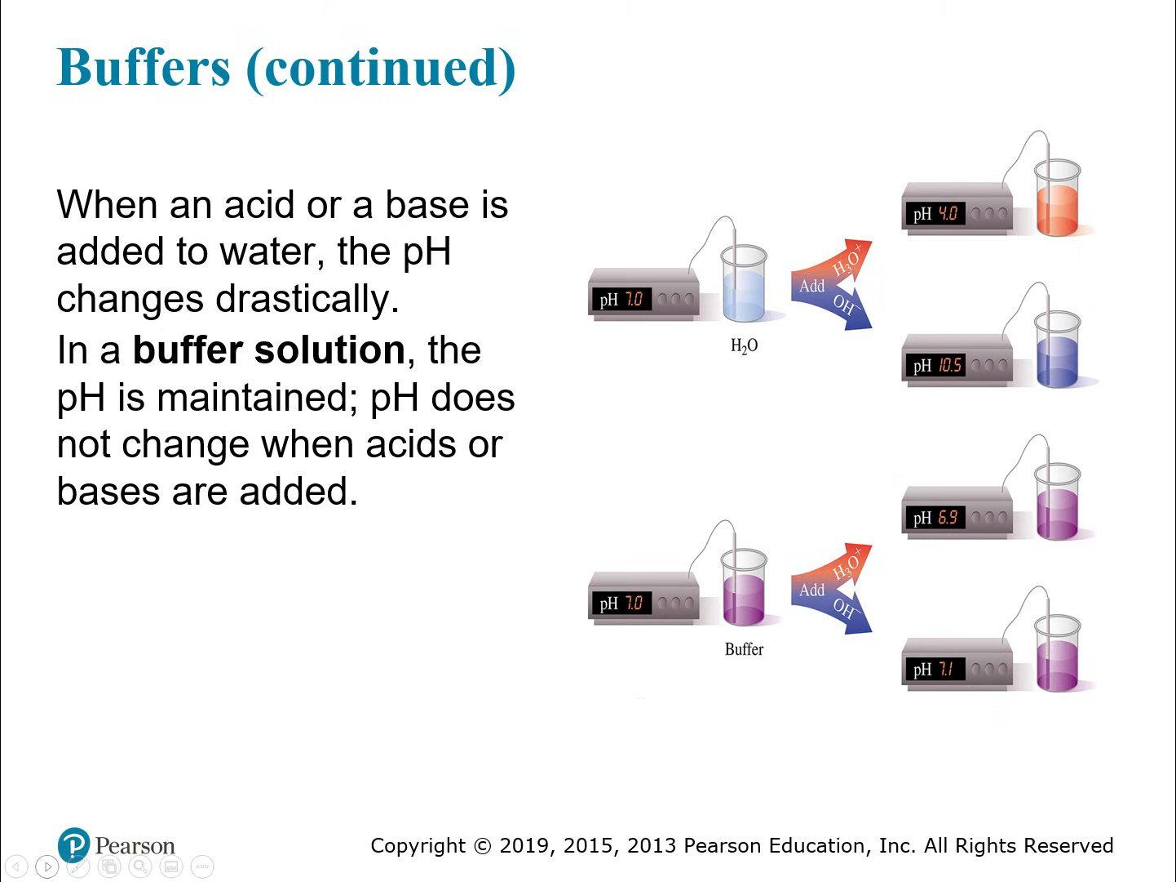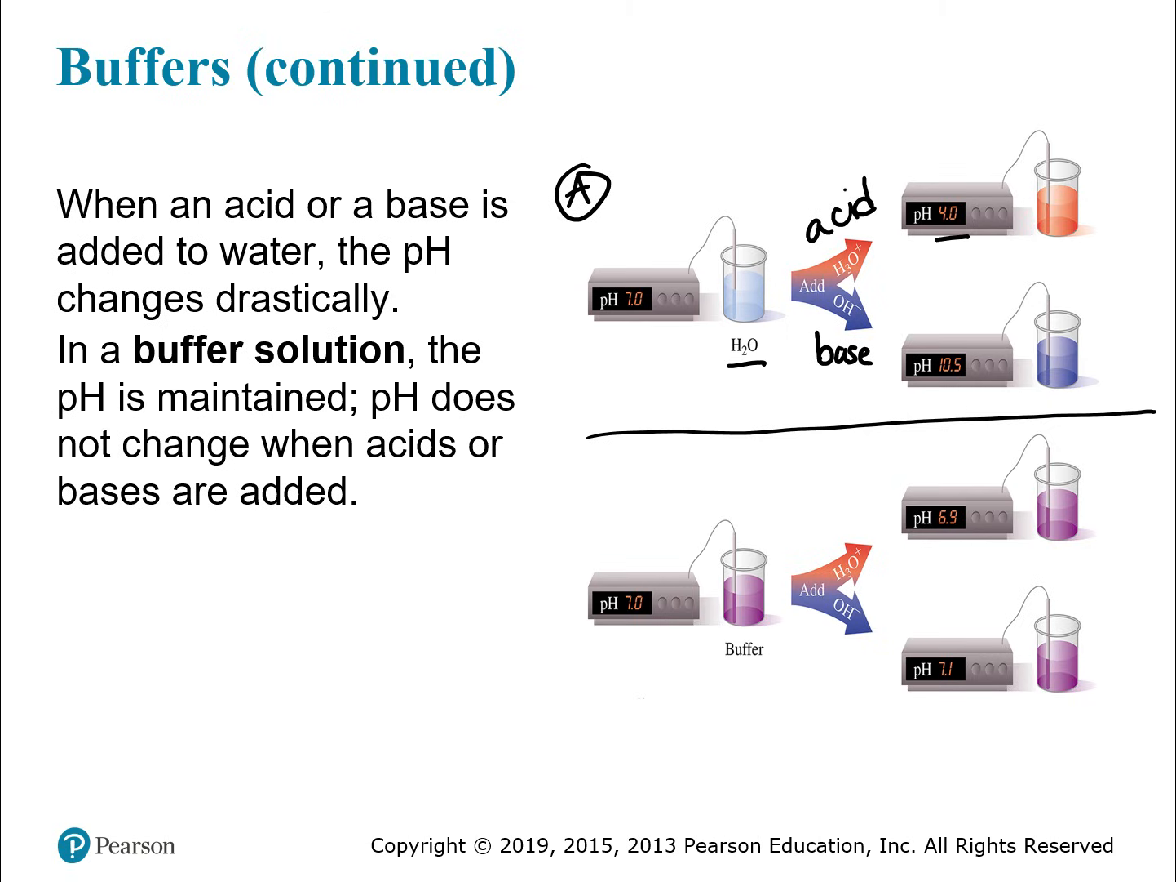If you took water, just plain water, and you add acid or a base, you're going to have a really big change in pH. And that's what we have in the top here. We'll call this part A. We've got plain water, and if you add acid, you're going to get a low pH. You add base, you get a high pH.